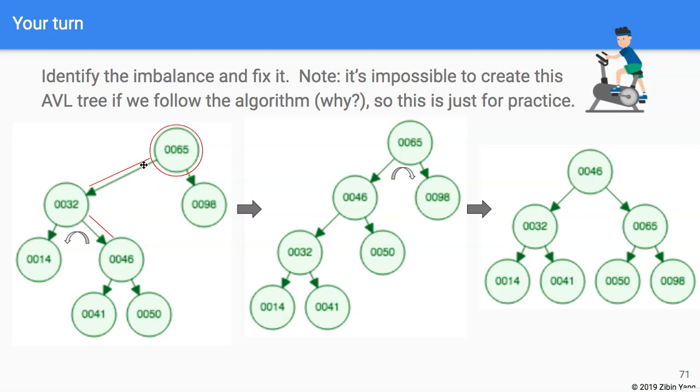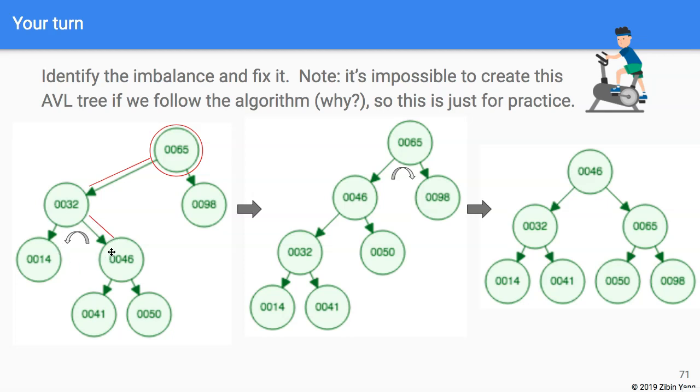And we can identify the type of imbalance: the root's left subtree is higher, so we go down on the left, and then at this node, the right subtree is higher, so we are in a left and right situation. So left right, we do a double rotation.